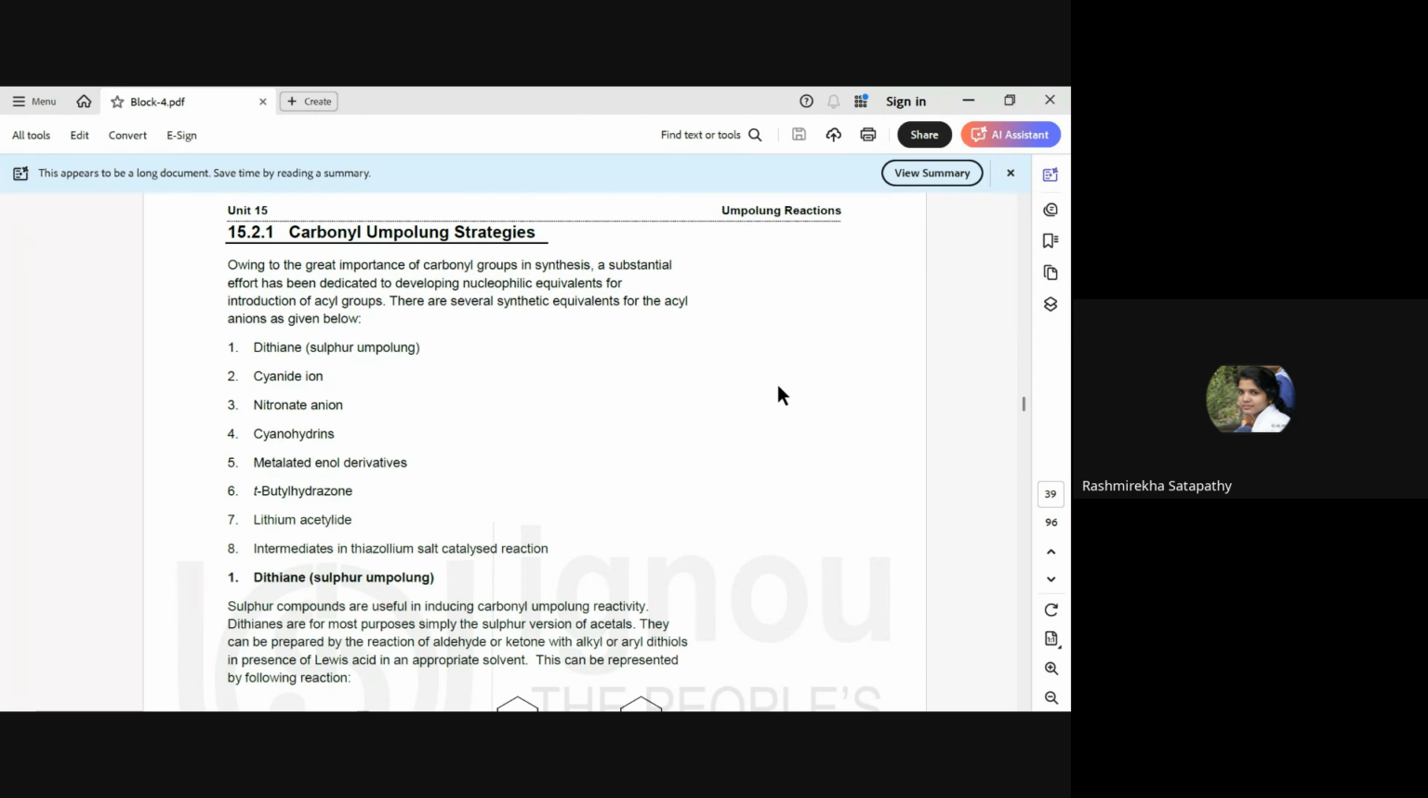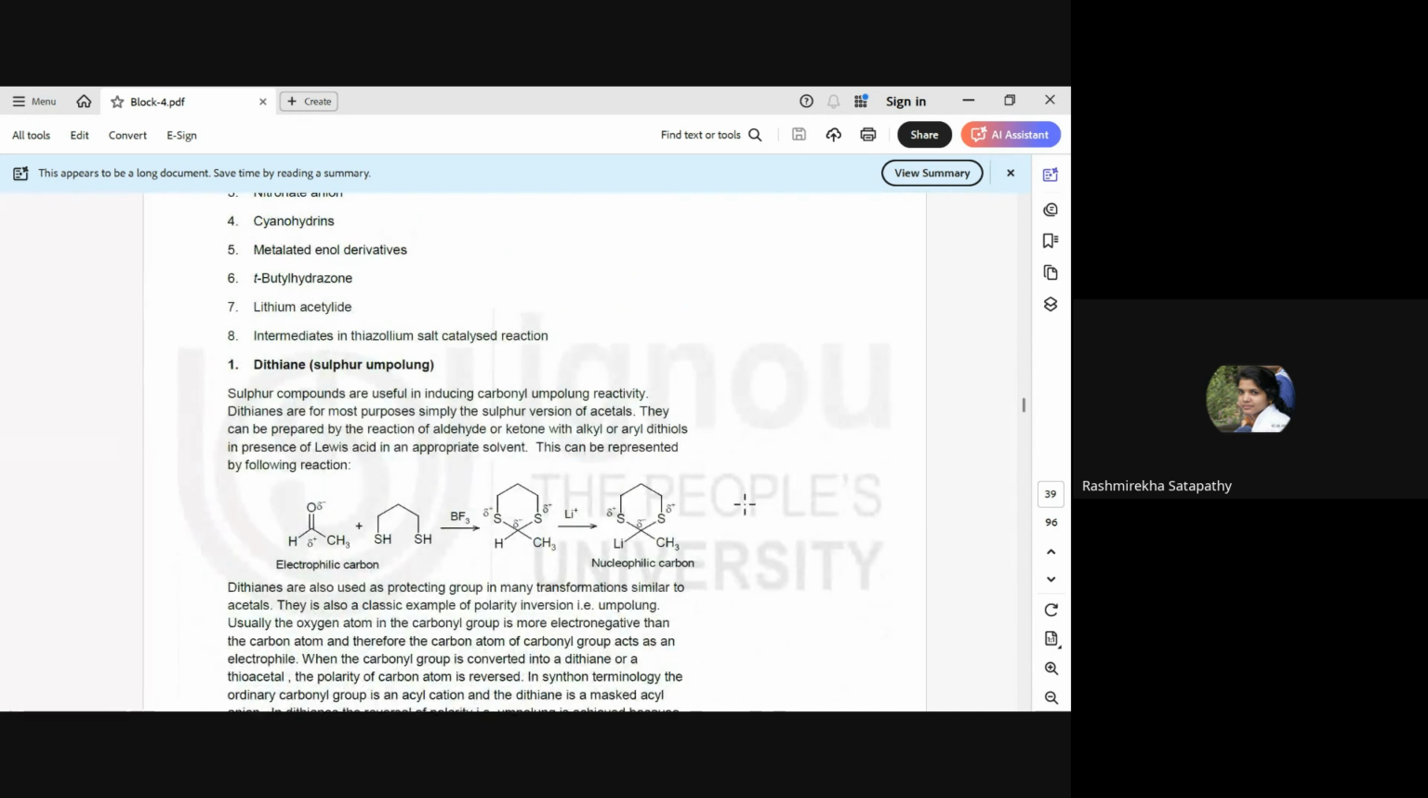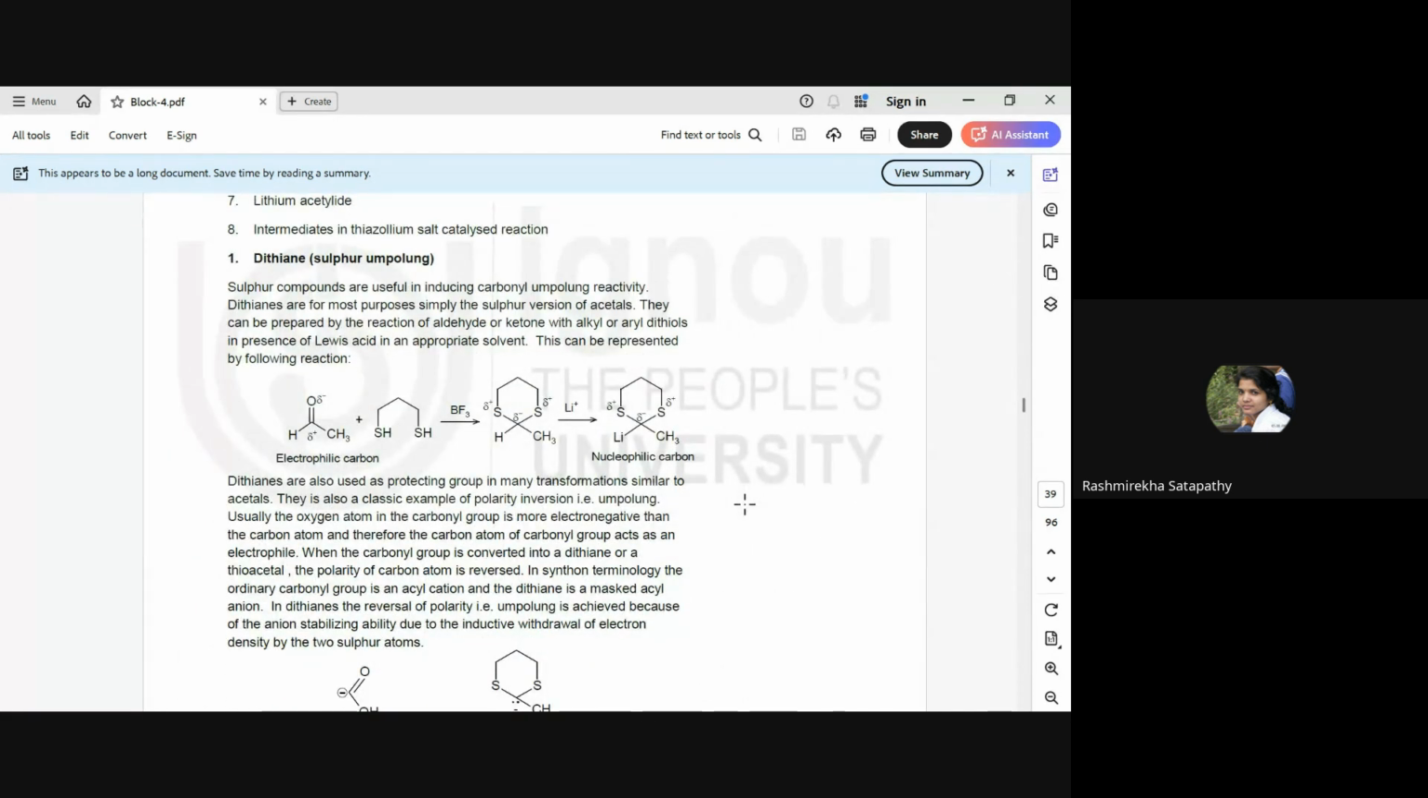tertiary butyl hydroperoxide, lithium acetylide intermediates, then dithiane. Sulfur compounds are useful in inducing carbonyl umpolung reactivity. Dithianes are for most purposes simply the sulfur version of the acetals. They can be prepared by reaction of aldehydes or ketones with alkyl and aryl dithiols. This is the electrophilic carbon, and this is the dithiol. Two SH groups are there. This is the dithiane in the presence of the Lewis acid BF3.